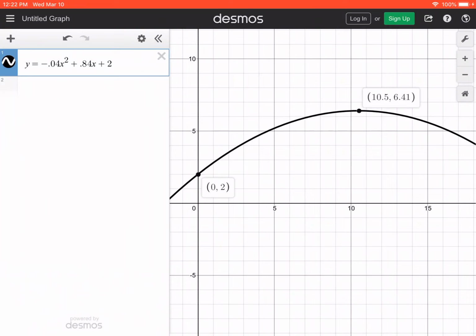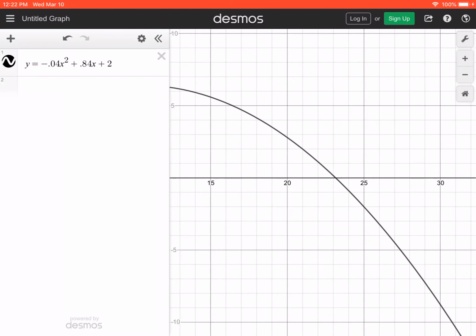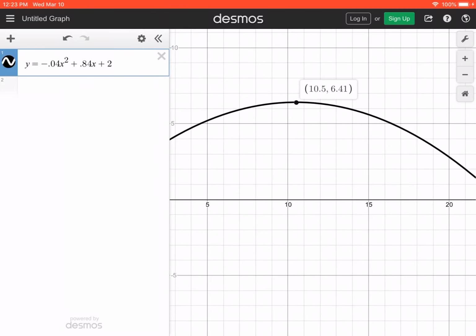And which one of these numbers is the height? 10.5 or 6.1? Or 6.41? 6.41 is the actual height. And then the other question said, remember, x is not time this time. X is horizontal distance. How far did he throw it? I'm going to take it two places. That'd be 23.16 meters. All right, so that's how far he threw it. And again, the highest point it ever reached was 6.41.